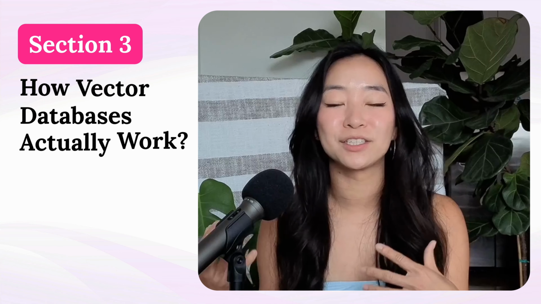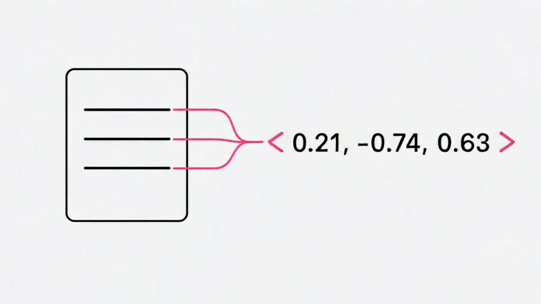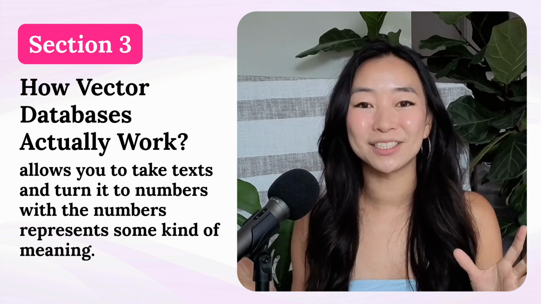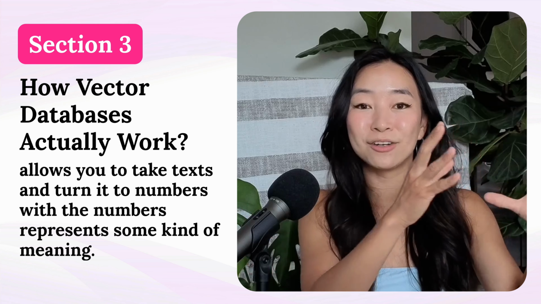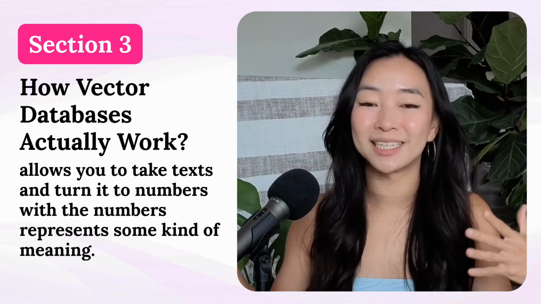Now let's talk about how vector databases actually work. This is going to be a very simplified version of it, but it's going to give you enough context that you can understand how it works. So let's talk about how a vector database does a semantic, or meaning-based, search. Think of every piece of text you feed into a vector database being turned into a list of numbers. That list of numbers is called an embedding, and the whole job is to capture the meaning of your text as numbers. So again, I'm just going to say that one more time. Vector databases allow you to take text and turn it into numbers where the numbers represent some kind of meaning.